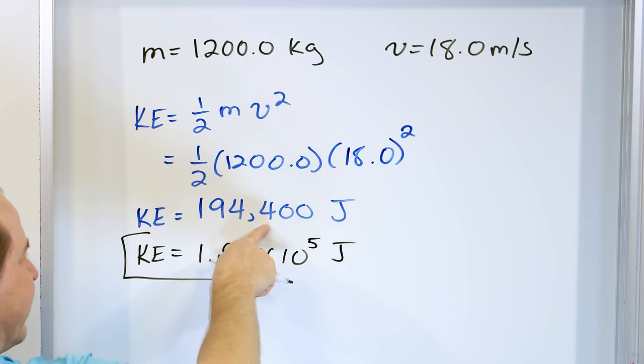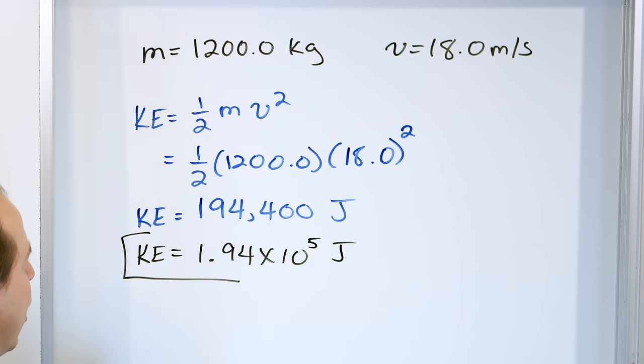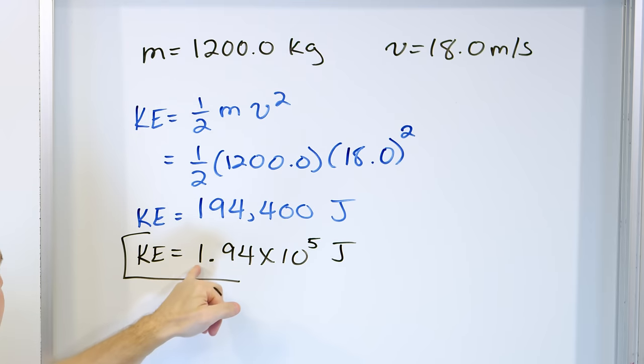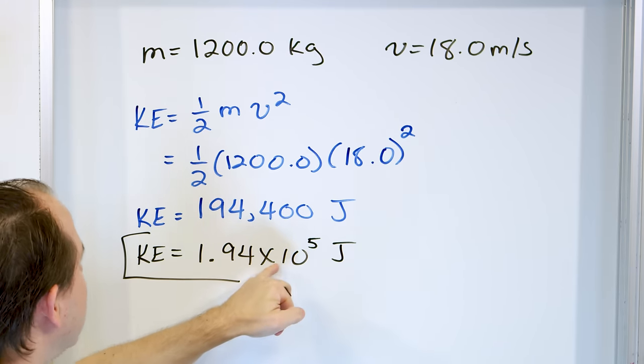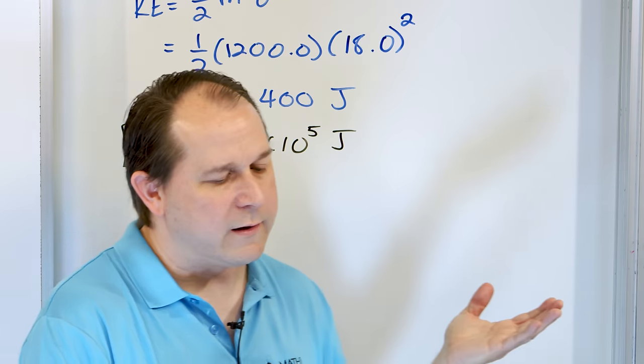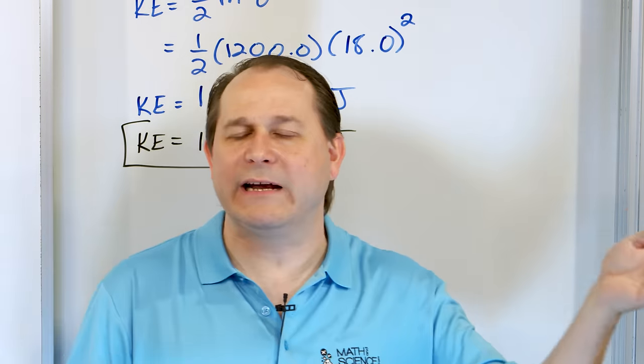I'm rounding here because I only have my velocity to 3 digits here. So I'm going to keep 3 digits, 1.94 times 10 to the 5, and that is a unit of joules. Now that's the kinetic energy, right? So if this is a car with that mass that's traveling at that speed.